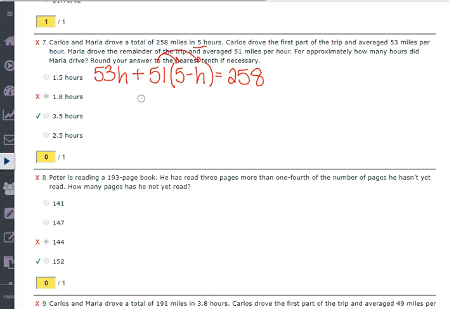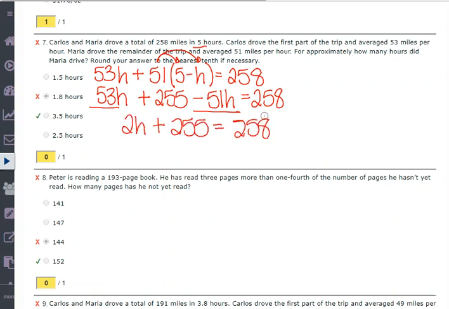So setting it up here is definitely the hardest part. 53H plus 51 times 5 is 255? Yeah, 255 minus 51H, and that equals 258. Now we're going to combine our like terms. 53H minus 51H is 2H plus 255, and that equals 258. Now we are going to subtract 255 from both sides.